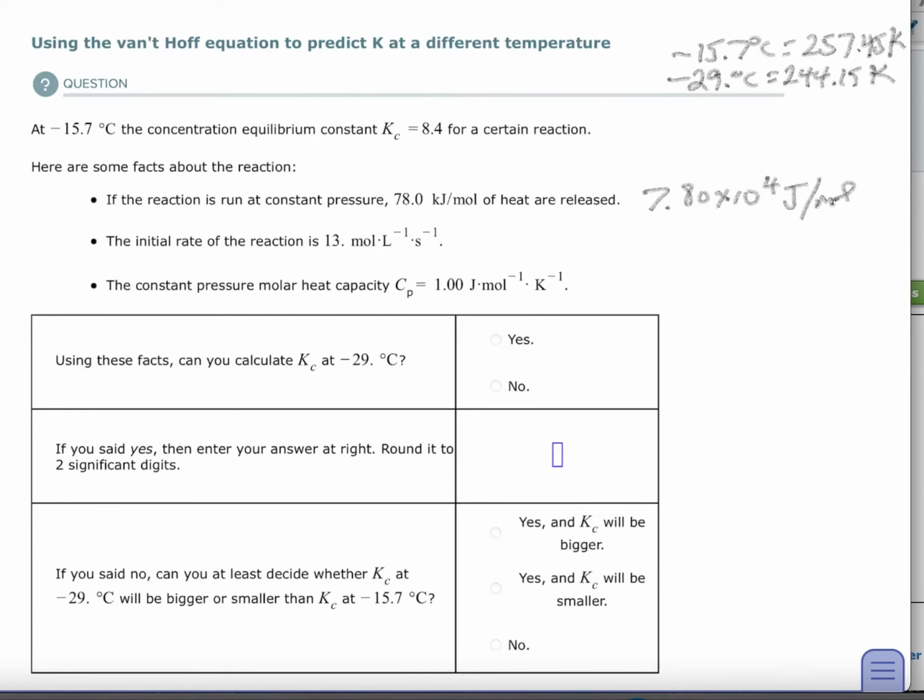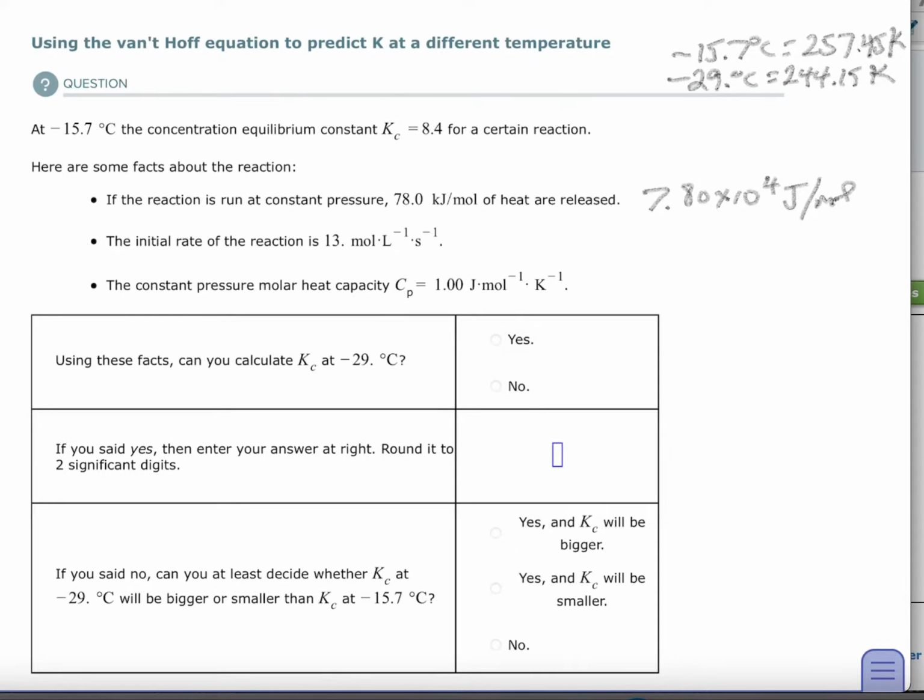Welcome back. This is an ALEKS homework video on using the Van 't Hoff equation to predict K at a different temperature. All right, it's scary because it's a big ugly equation, but really you're just filling in what you know.